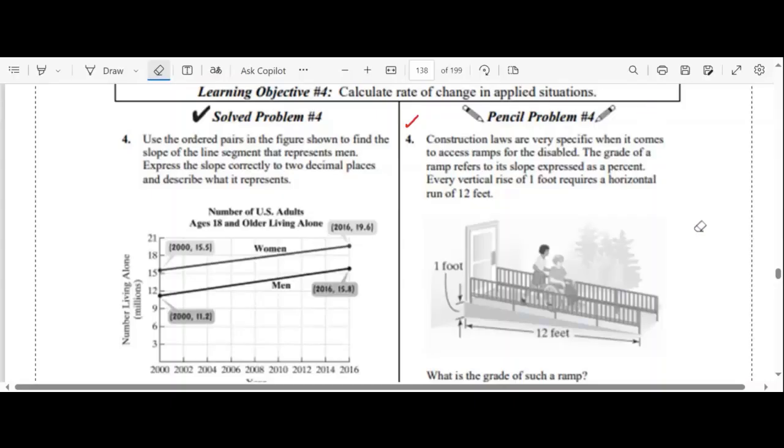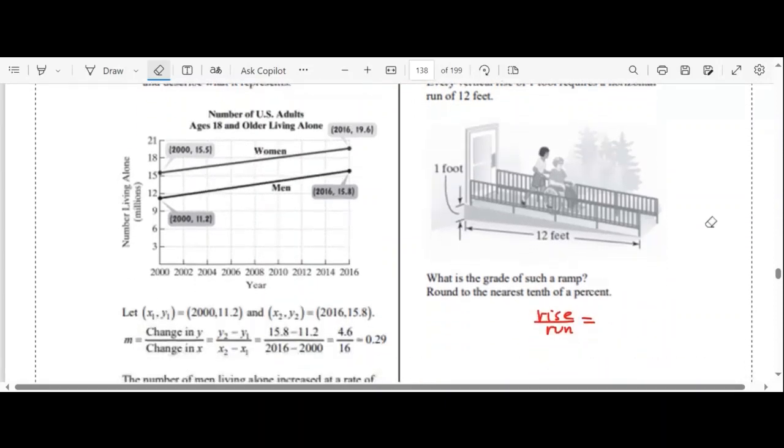Read, Muhammad. This one. Construction laws are very specific when it comes to access ramps for the disabled. The grade of a ramp refers to its slope expressed as a percent. Every vertical rise of 1 foot requires a horizontal run of 12 feet. What is the grade of such a ramp? Round to the nearest tenth of a percent.